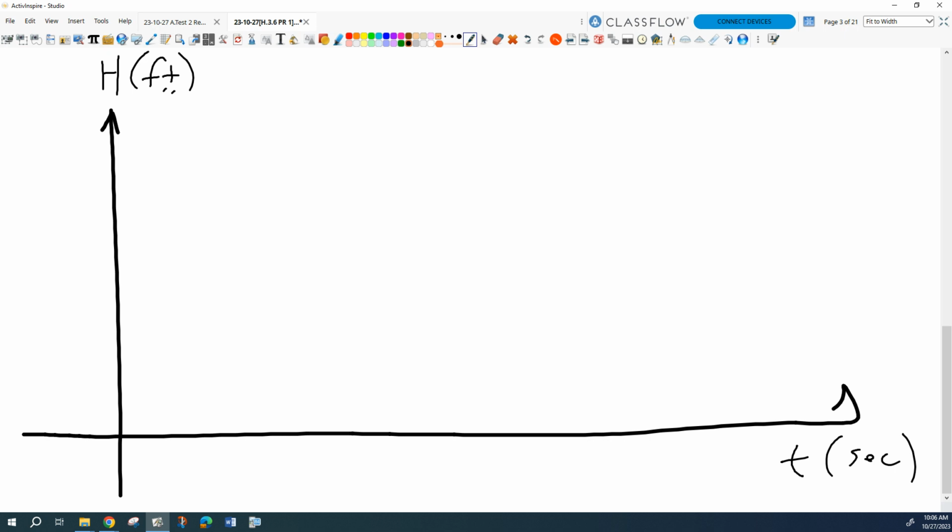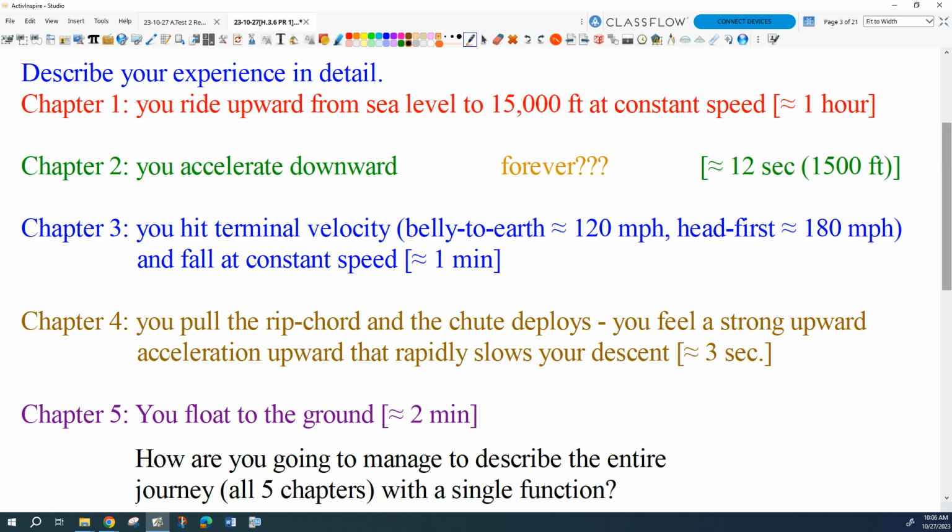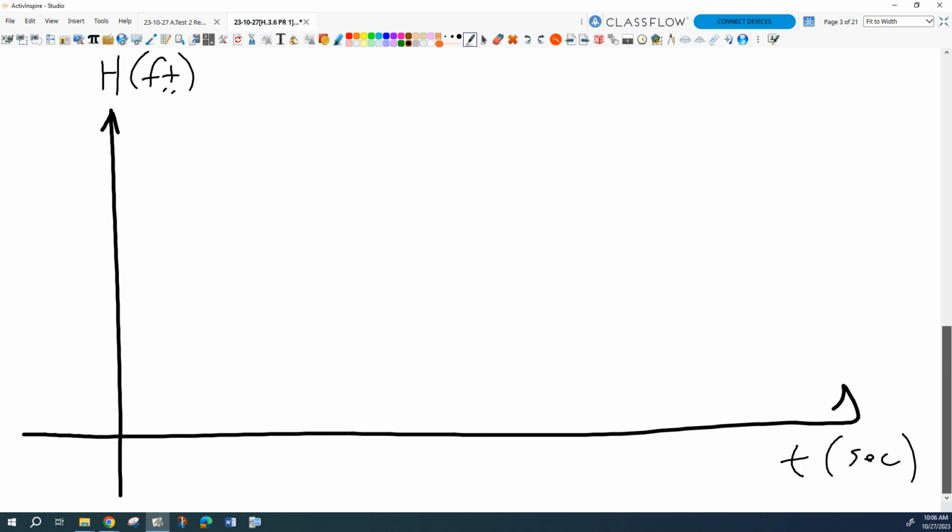Well, we don't have to graph the whole thing, but we start off with this first part where we're rising upward. It takes a long time. It's very slow. What's that going to look like? I start at 0, my height, right? And what do I do? Yeah, I just go up pretty slowly, don't I? So as time passes, my height is increasing. I'm just going to go up like that, right? Eventually, I get to my highest point, which is 15,000 feet.